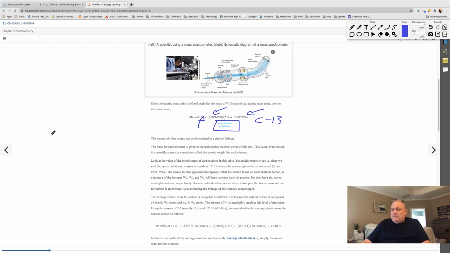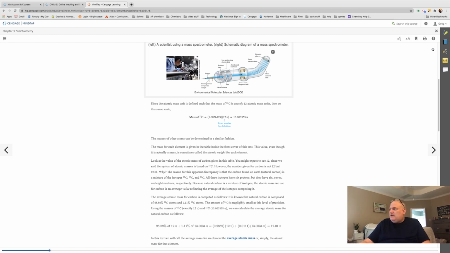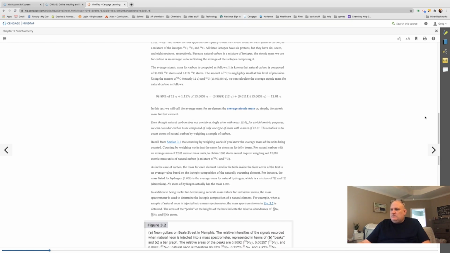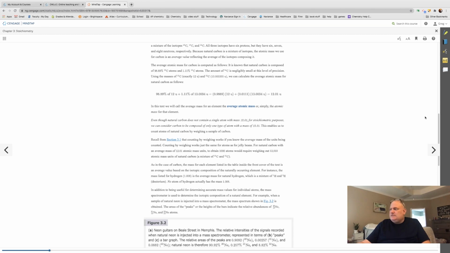Now what you should be aware of, if you look at the very bottom of the page here, is you can figure out the average atomic mass if you know the percentages of each isotope. We did this last year, but I'm going to review it very briefly right now for you. Let's go down here and look at this exactly.